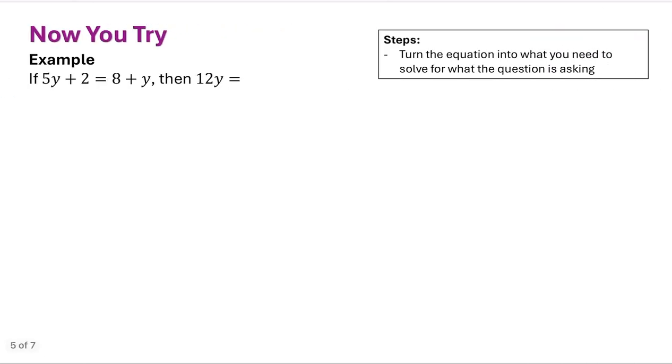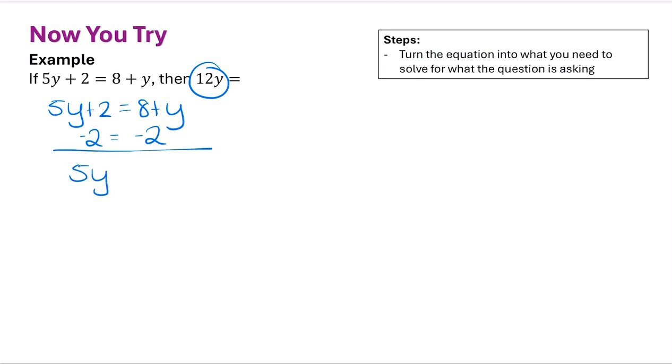So now you can go ahead and pause the video and try doing this example on your own. So here it tells us that 5y plus 2 equals 8 plus y, and then it's asking us for 12y. So I'm going to work on this problem and see if I can turn what I have into 12y. So I have 5y plus 2 equals 8 plus y. So I want to get y by itself, so I'm going to subtract 2 from both sides and see what I can do from there.